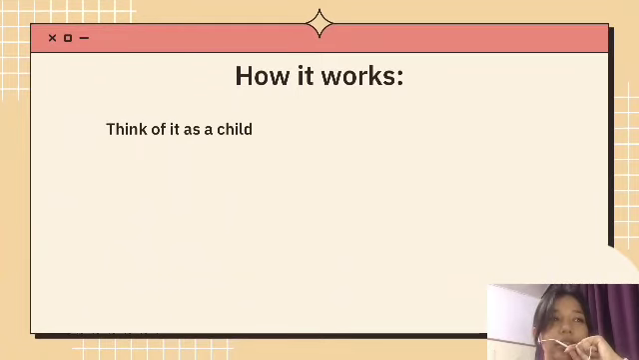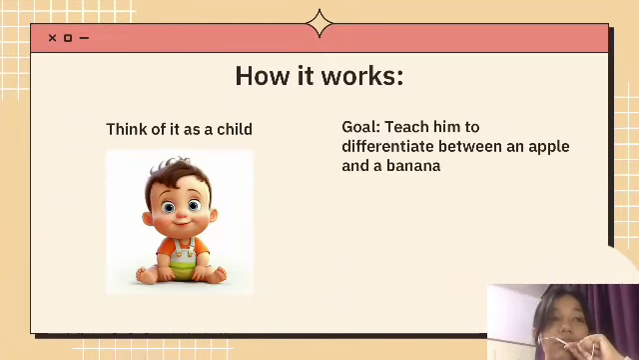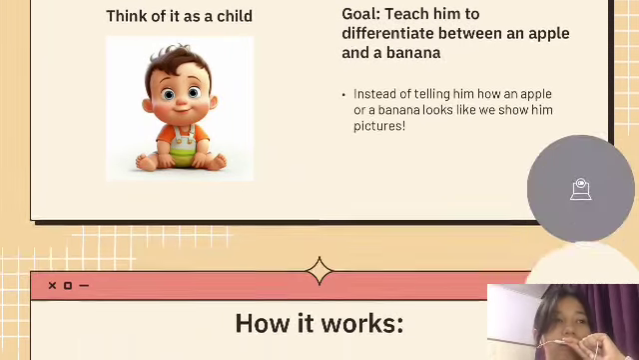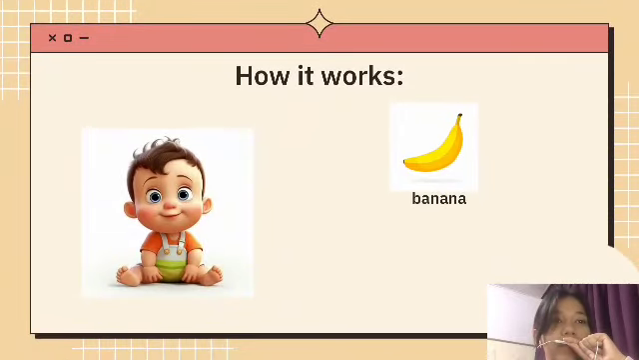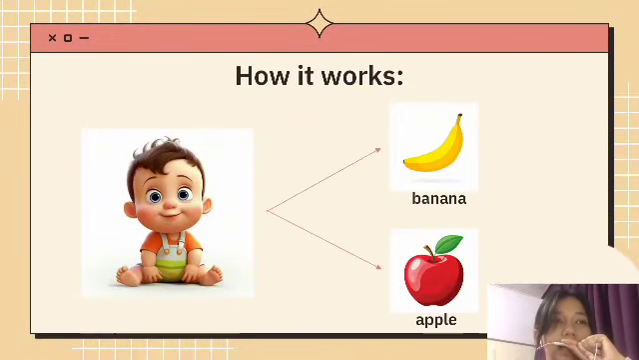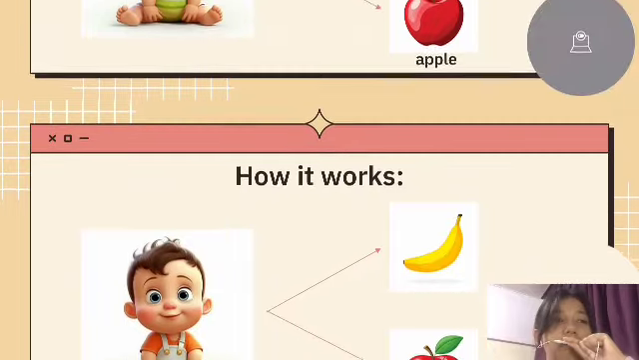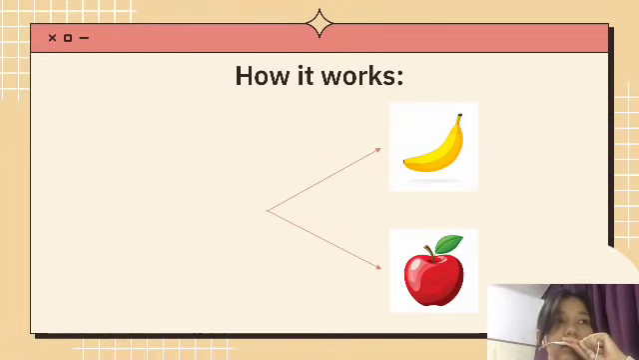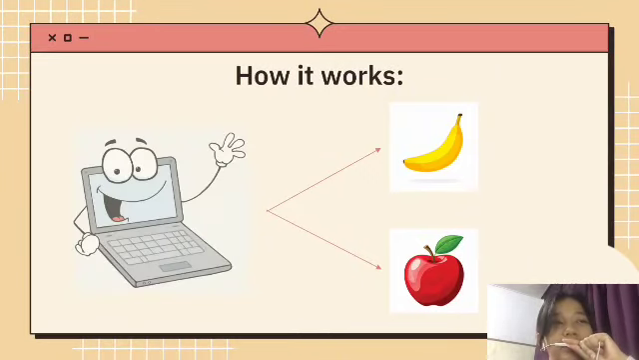So how does it work? Think of it as a child, and our goal is to teach that child to differentiate between an apple and a banana. So instead of telling him how an apple or a banana looks, we show him pictures. So the child will analyze the banana and the apple by its structure and colours. Thus, when we show him a picture of a banana and an apple without the label, he can differentiate between those two. So we replace the child with a computer. That is how machine learning works.